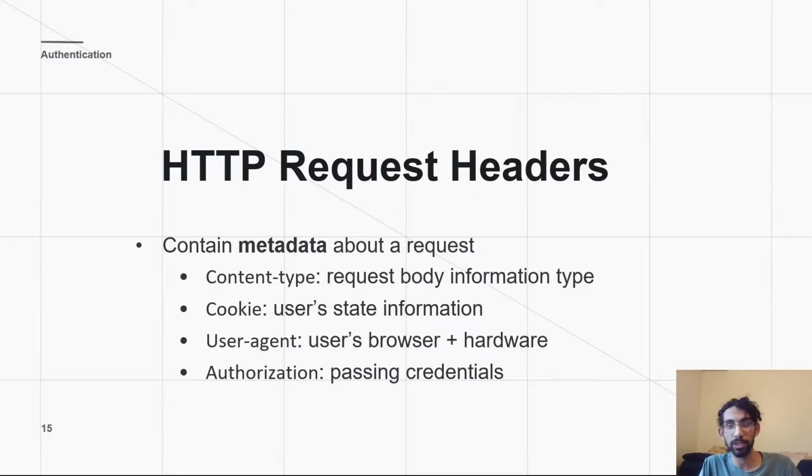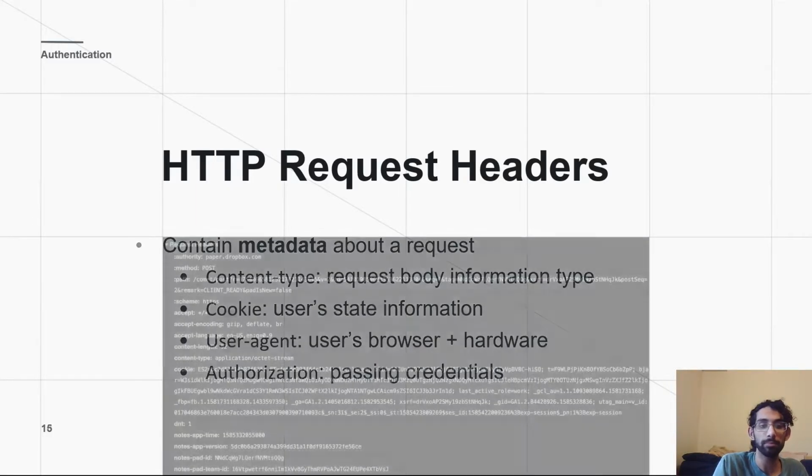So, there's a bunch of different things. There's content type, cookie, user agent, authorization, et cetera. The two that we will be focusing on, at least for this lecture, are cookie and authorization, right? Those are the main things we'll be caring about.